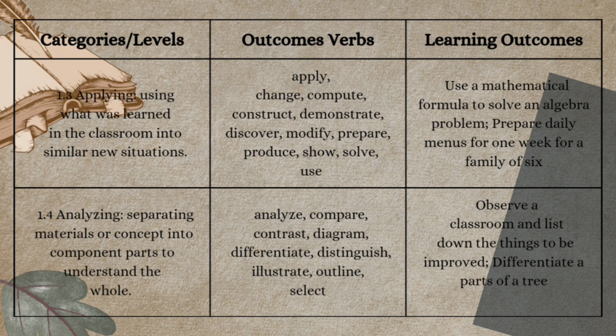or prepare daily menus for 1 week for a family of 6. So that is the learning outcome. The fourth level will be analyzing. When we say analyzing, it is separating materials or concepts into component parts to understand the whole. The verbs that we need to use for this one will be analyze, compare, contrast, diagram, differentiate, distinguish, illustrate, outline, select. And an example for learning outcomes will be observe a classroom and list down the things to be improved, or differentiate the parts of a tree.